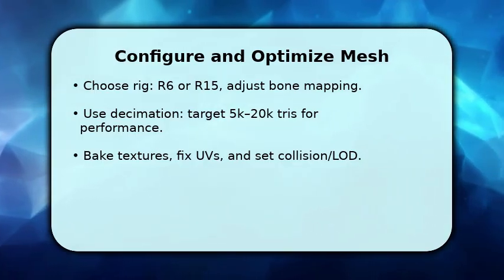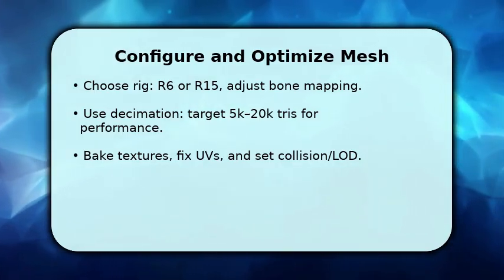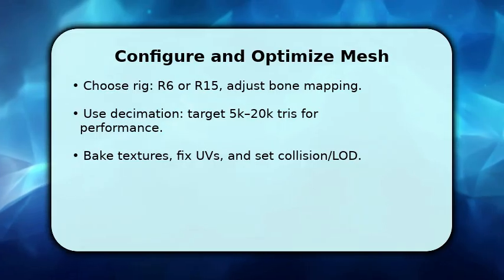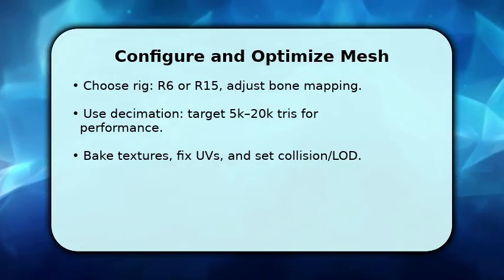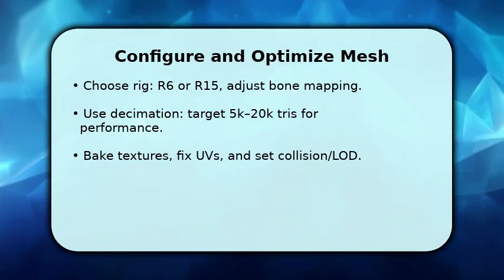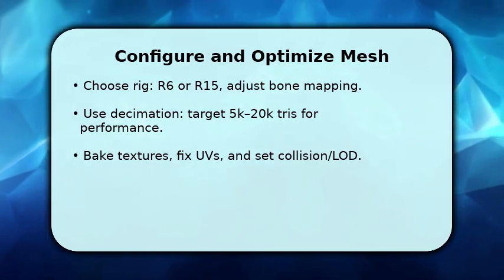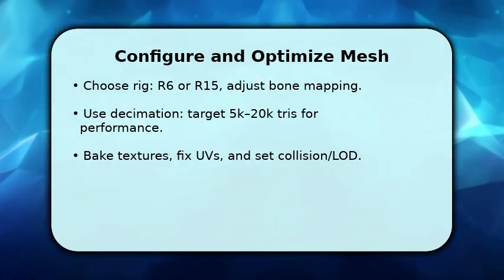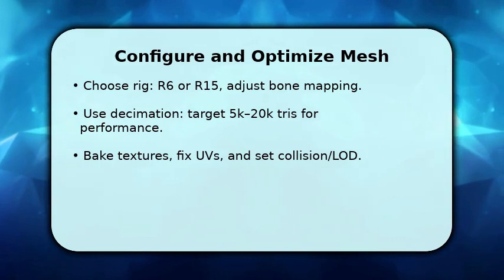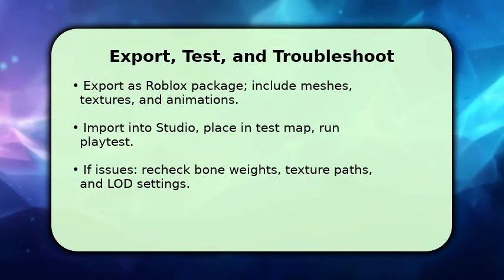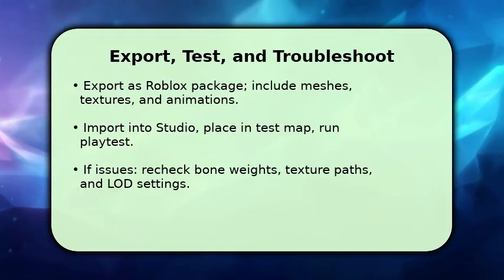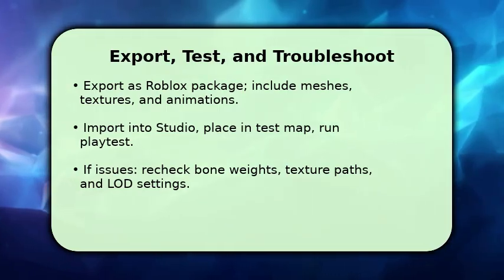Next, decimate the mesh to a practical triangle count. Aim for 5,000 to 20,000 tris to balance fidelity and Roblox performance. Then bake textures and repair UV seams while assigning collision shapes and LOD thresholds, so the asset behaves. Finish by exporting a Roblox-ready package that bundles meshes, textures, and animations.